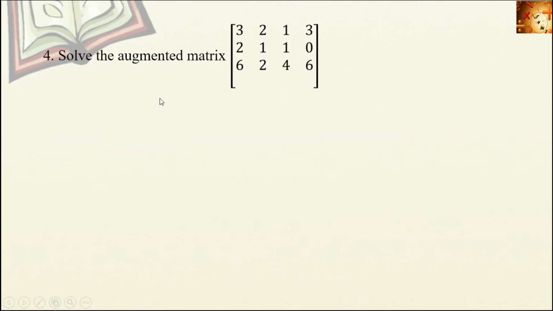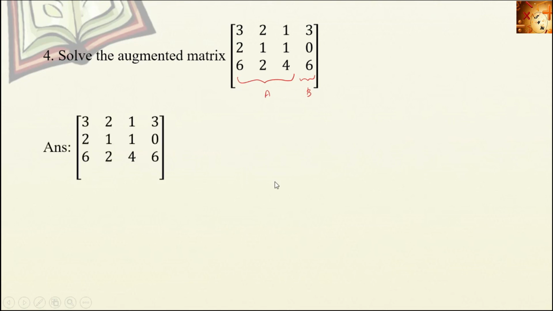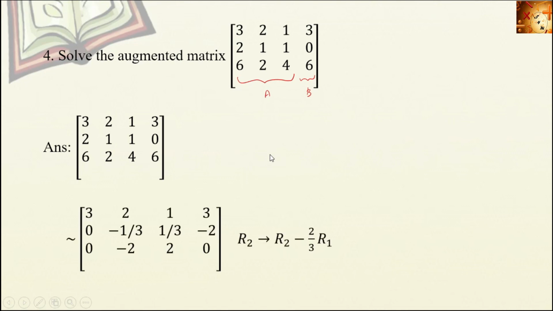Next problem, solve the augmented matrix. Okay, this is an augmented matrix. So the first 3 columns correspond to the matrix A and the last column corresponds to the matrix B. Here I want to make this matrix into upper triangular form. First of all consider the given matrix, then the transformations are R2 changes to R2 minus 2 by 3 R1 and R3 changes to R3 minus 6 by 3 R1. Then the matrix will be this one.